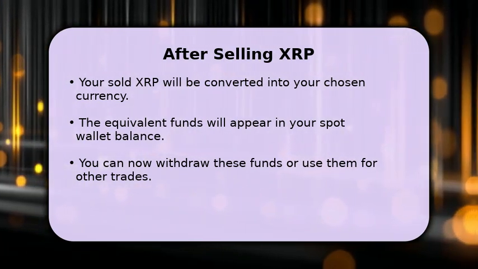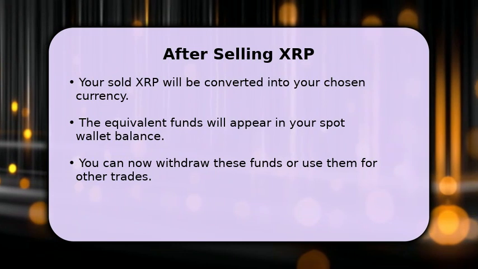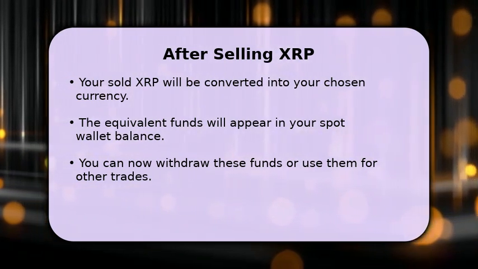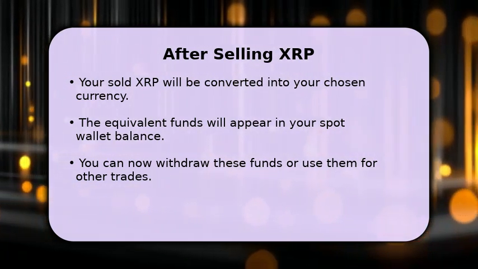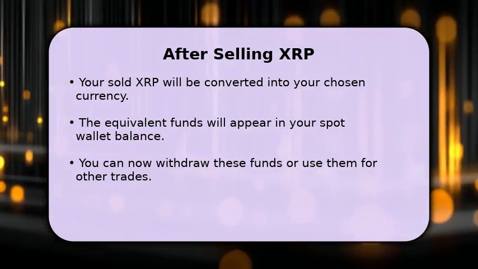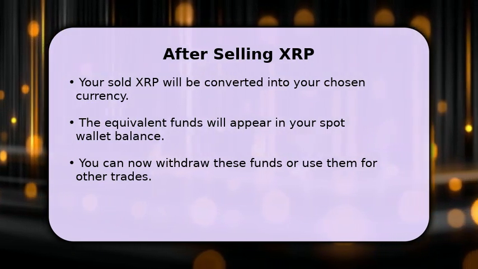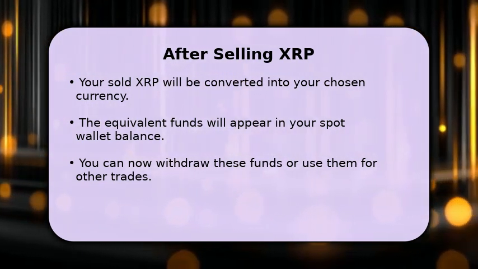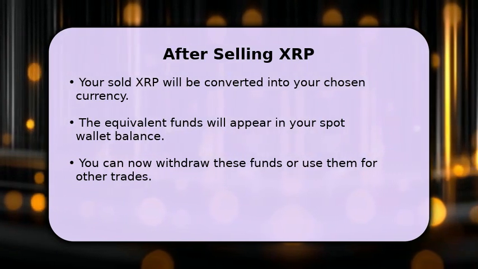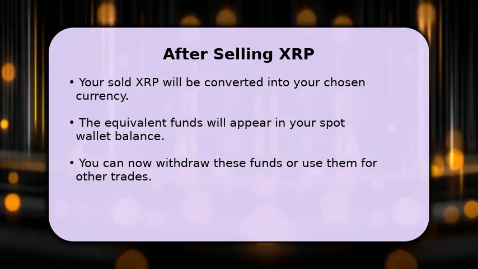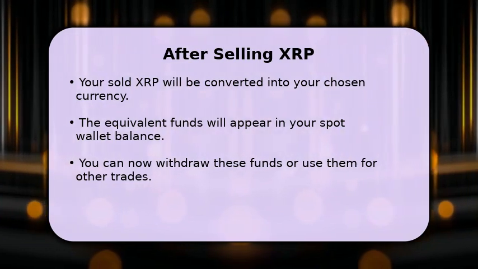The funds, typically in a stablecoin like USD or a fiat currency, will be credited to your spot wallet. You can verify this by checking your wallet balance. From here, you have a couple of options. You can choose to withdraw these funds to your bank account, or you can use them to purchase other cryptocurrencies on Binance.